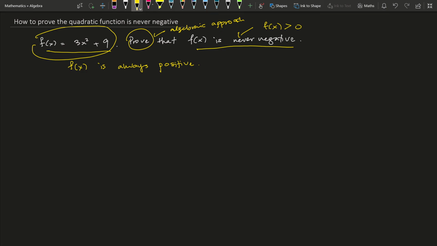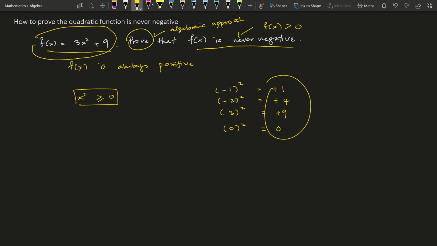Okay, so we know that x squared is greater than or equal to 0, because when I put negative 1 squared, it will be positive 1. If I put negative 2 squared, it equals positive 4. If I put 3 squared, it equals 9. If I put 0 squared, it equals 0. So if you square any number, you will get a non-negative result. So it means x squared is greater than or equal to 0.